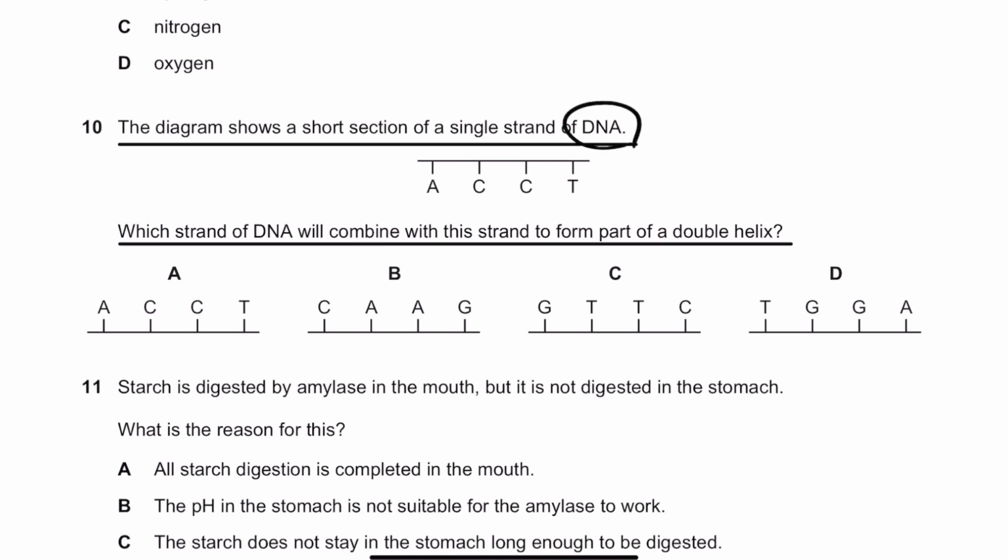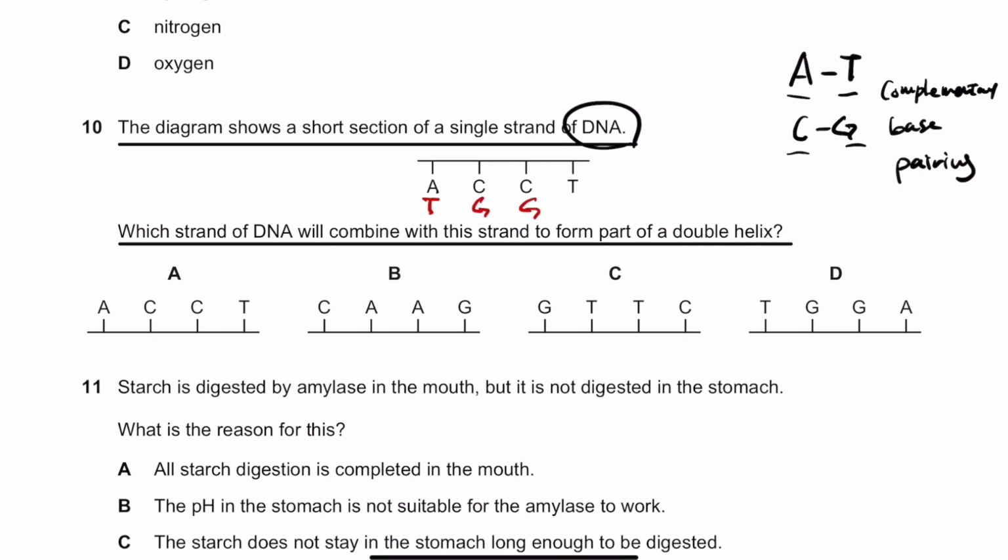So the DNA has many bases inside, and these bases always bind with other bases. There's a rule called complementary base pairing. So A always binds with T, C always binds with G. So this A will have to bind with T, C with G, and T with A.